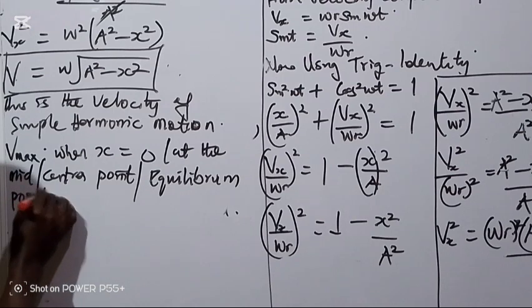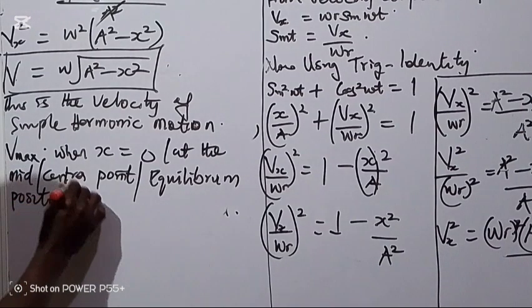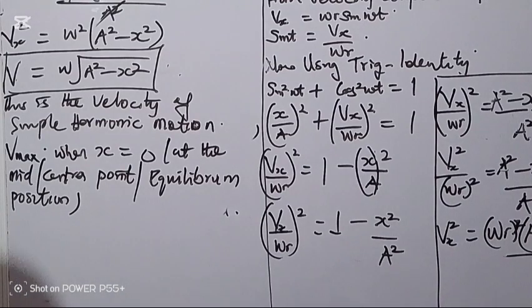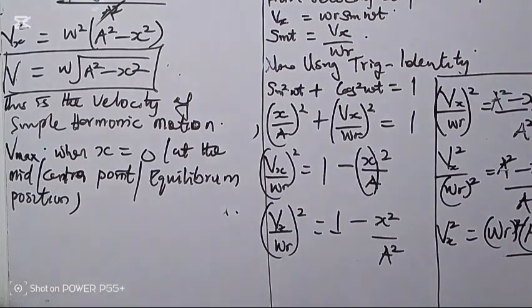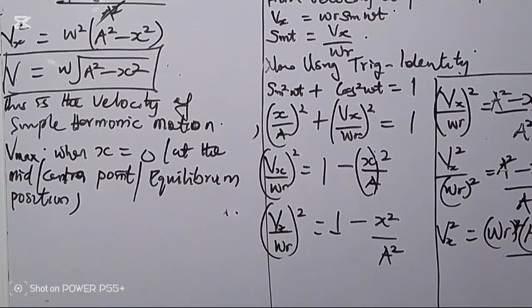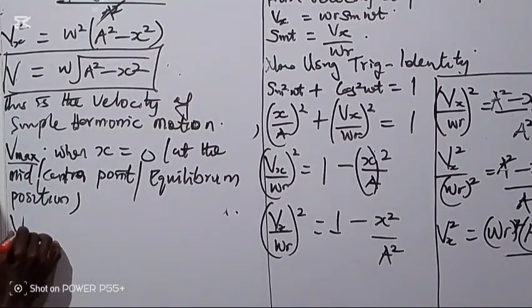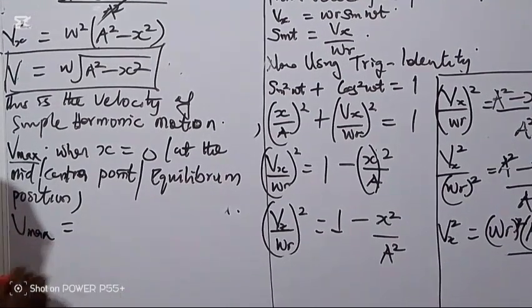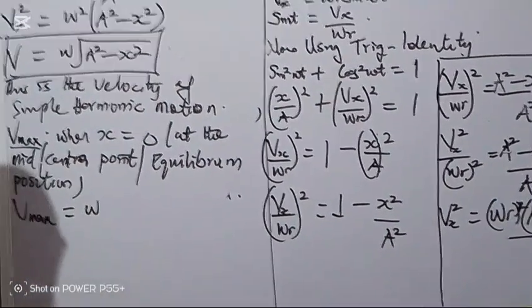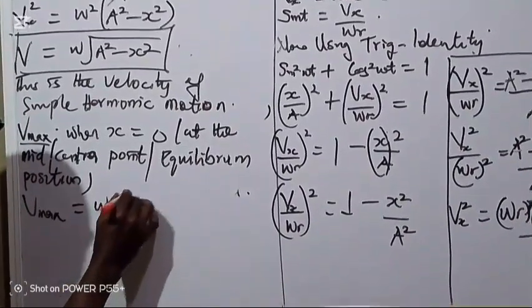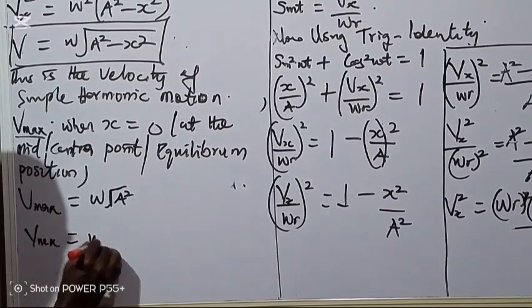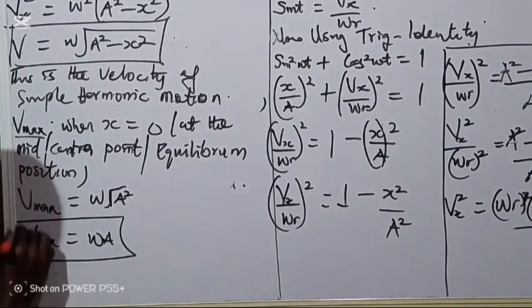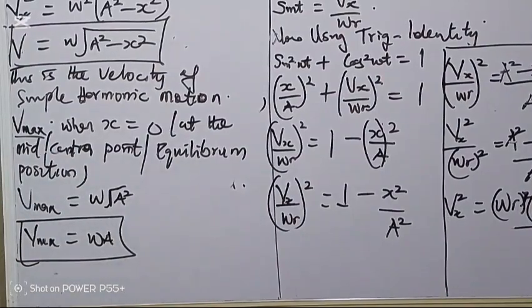So the velocity will be maximum when s is equal to 0, or at the central point or equilibrium position of the particles. When velocity is maximum, V maximum will be equal to omega root A squared, which is also V maximum equal to omega A. That is when the velocity will be maximum. Well, that's the value of the maximum velocity of simple harmonic motion.